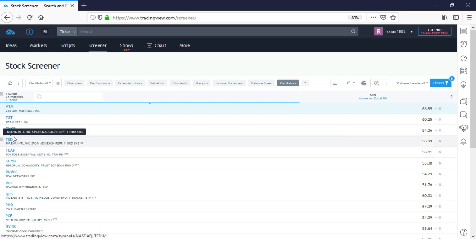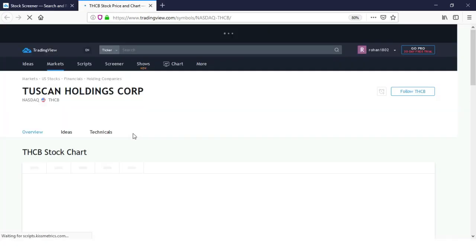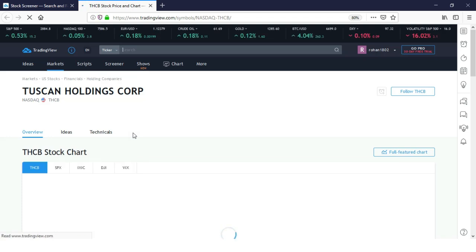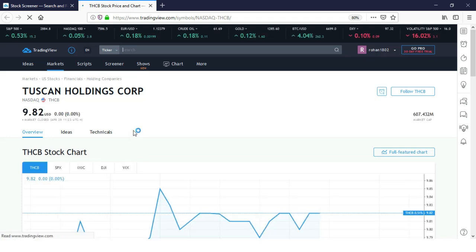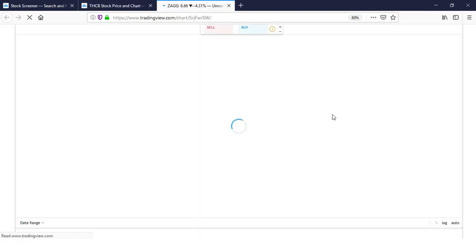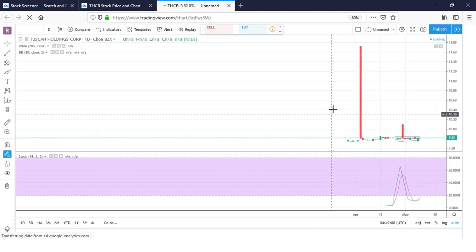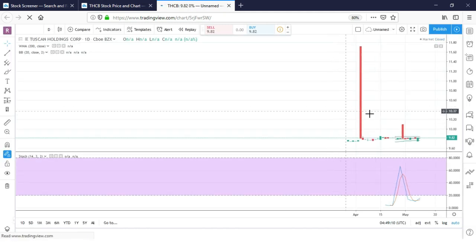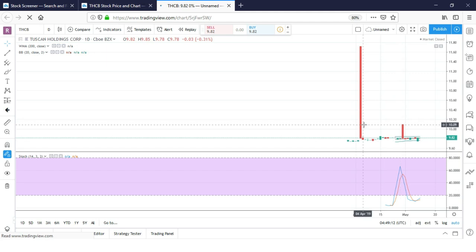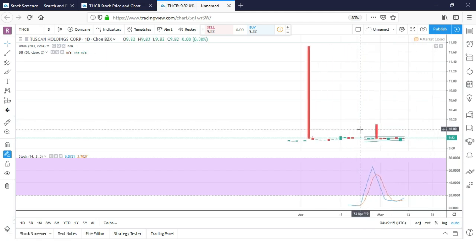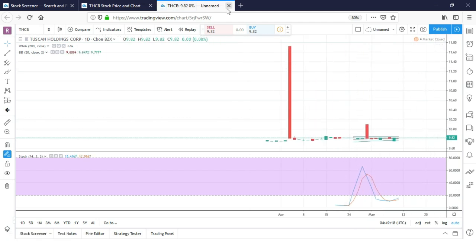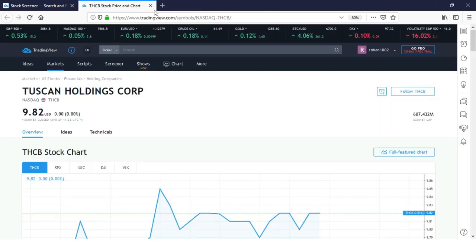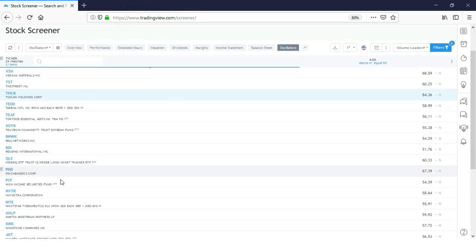So we use, say, Tuscan Holdings Limited. The stock is trading right now in Nasdaq, and the price is $9.82. We just click the full feature chart and apply the Bollinger Band in it. But the stock is illiquid in nature, so we can't do proper technical analysis on it. We just remove it and select any other stock.